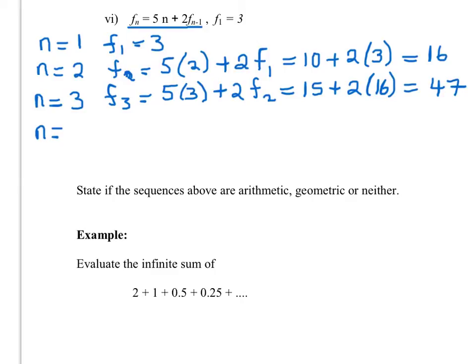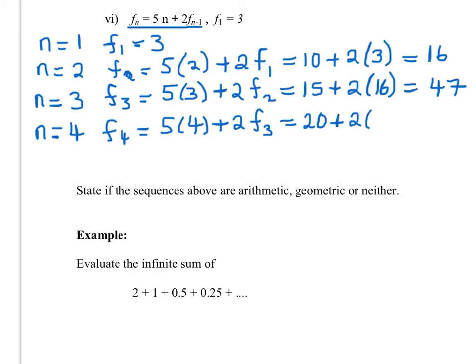To get the fourth term, n equal to 4, f4 is equal to 5 times 4 plus twice f3 this time. So 5 times 4 is 20 plus twice 47. And if you do that as a calculation, you'll get 114. So there's the 4 values there, underlining them.